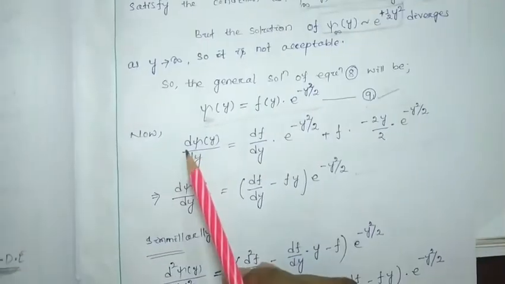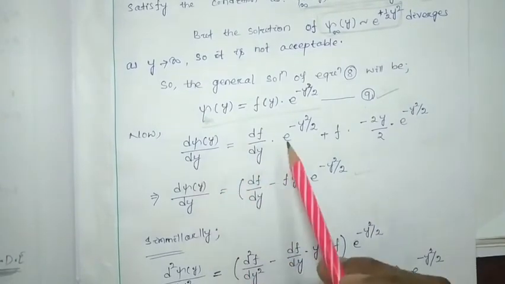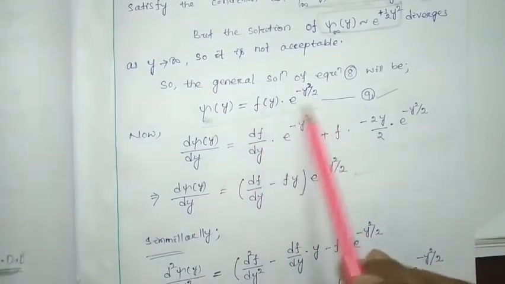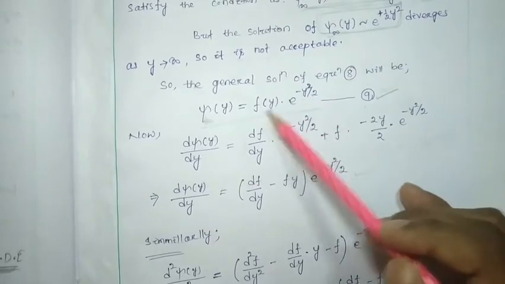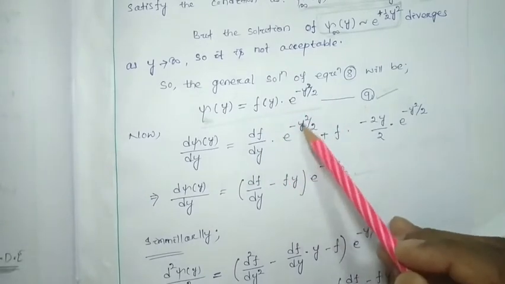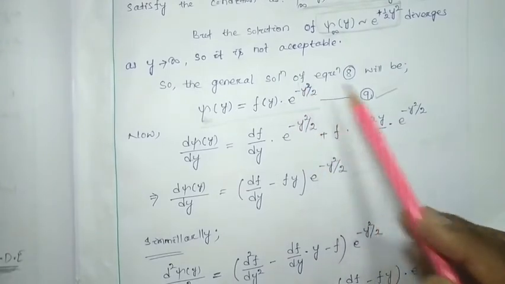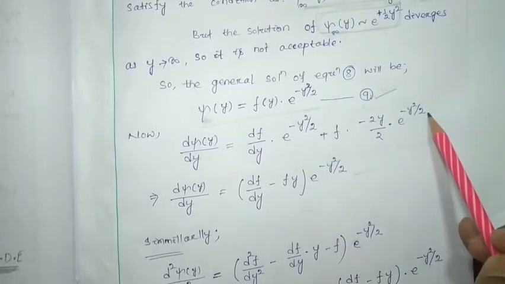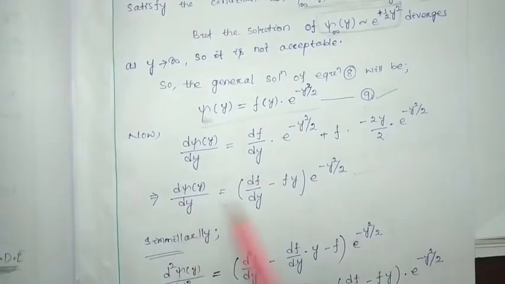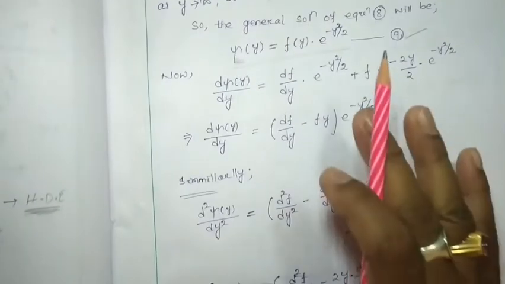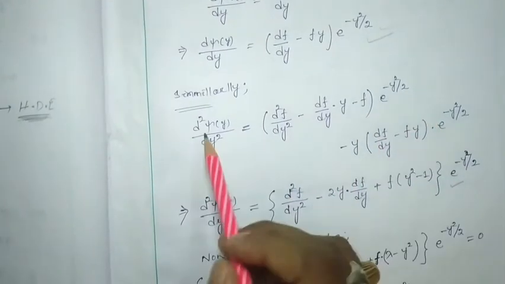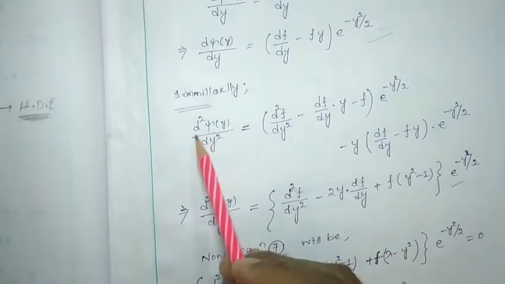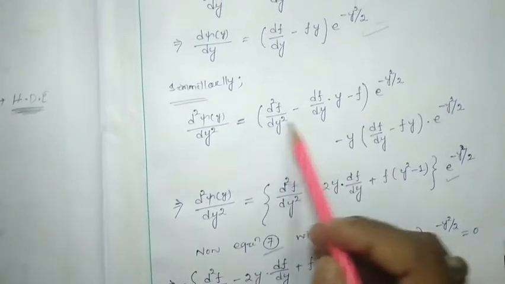Now we are going to find d psi by dy. First derivative of this one: first you differentiate this using the product formula, df by dy into e to the minus y square by 2 plus f into the derivative of this one, which will be minus 2y by 2 into e to the minus y square by 2. And so d psi by dy will be this much. Similarly, you just pause the video and follow the steps and write them down. I am not going to explain this derivative; it is a simple derivative. This is d psi by dy, and similarly d square psi by dy square will be equal to this much.